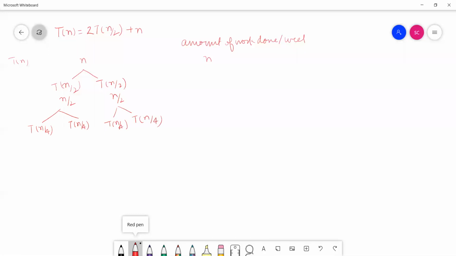Okay, so it basically means we are doing an amount of work equal to the size. Here also n, here also n. Remember this. Here the size is n by 4, so we'll do n by 4 amount of work, and we'll get T(n/8) here, T(n/8) here, again n by 4 amount of work. T(n/8), T(n/8), and again here also n by 4 amount of work. This will continue till we get T(1).